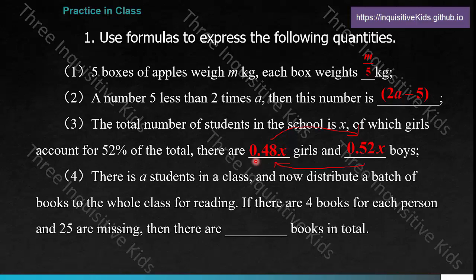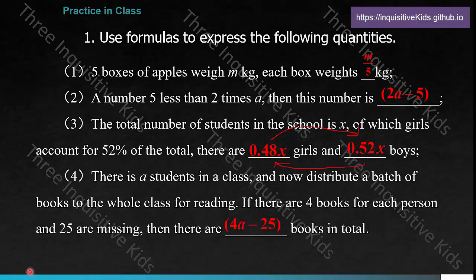4. There are a students in a class, and now distribute a batch of books to the whole class for reading. There are 4 books for each person, and 25 are missing. There are blank books in total. So there are going to be 4a minus 25 books in total, because there are a students in the class, and then each person has 4 books, so that's 4a, and then 25 books are missing, so that's minus 25.